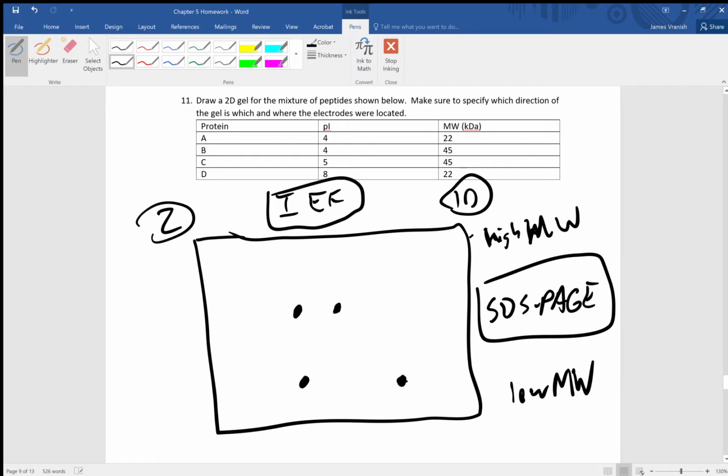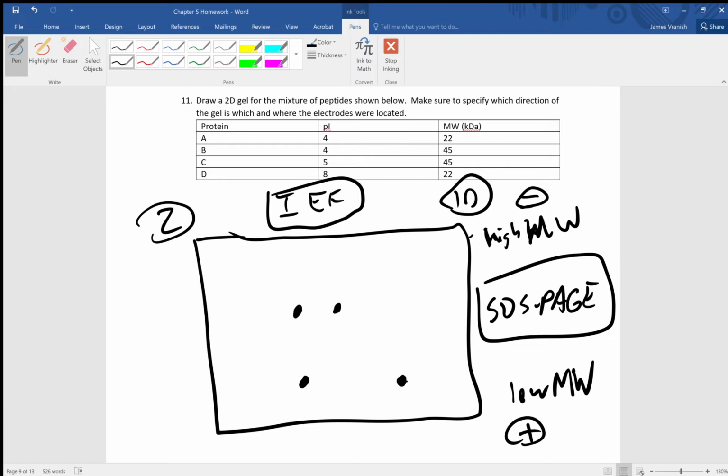All right, and so let's start with the SDS page with the electrodes here. With the electrodes on SDS page, our proteins always move towards the positively charged electrode because they're coated with SDS. So when we're running the SDS page, the negatively charged electrode would have been on top and the positively charged electrode would have been on the bottom. All right, isoelectric focusing is a little bit trickier to understand.